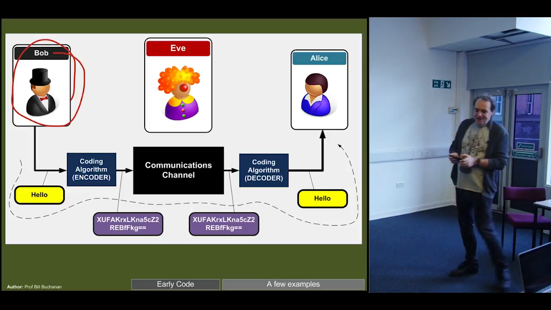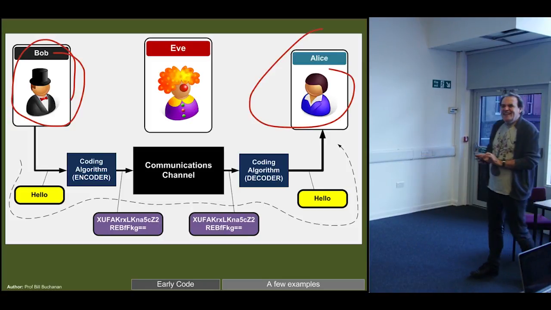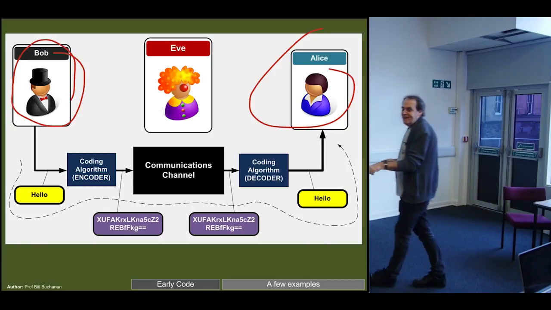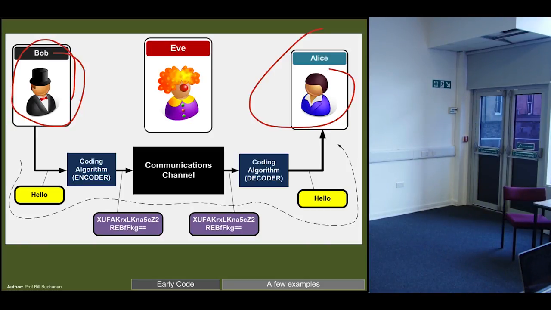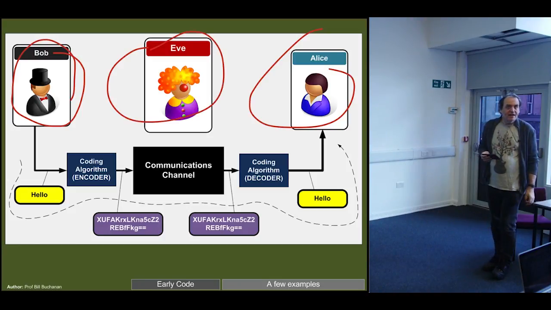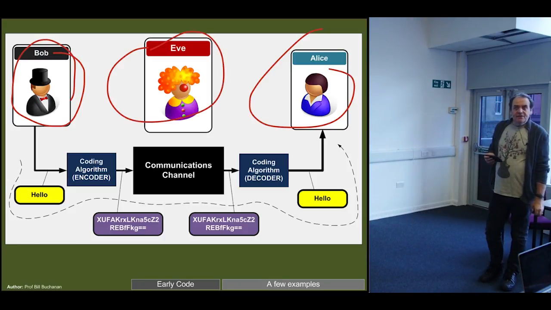There's Bob and Alice. I need to try and get an Alice one, so I'll try and get one, but I don't think I'll get away with it. And then we have Eve in the middle, and Eve is the cracker. So what could Eve do?